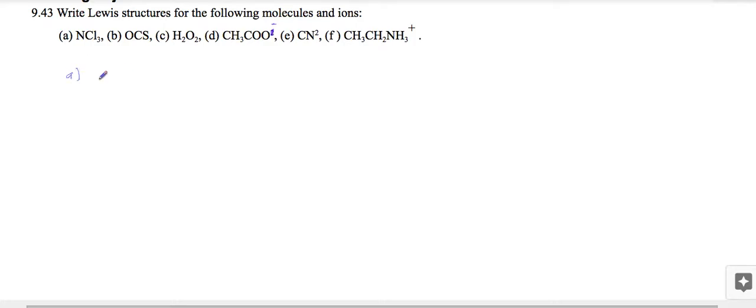Here is A, nitrogen trichloride. It's going to look like this. We have oxygen, this compound. It'd be like this, sulfur, oxygen. We have H2O2, which is kind of a funky one. We have oxygen here, hydrogen, and hydrogen.